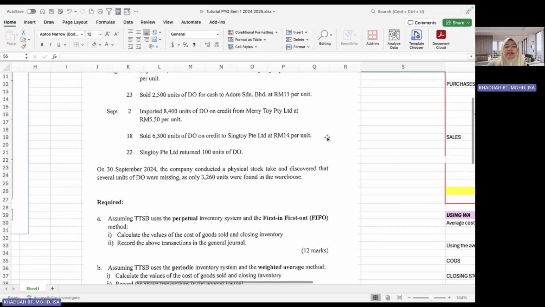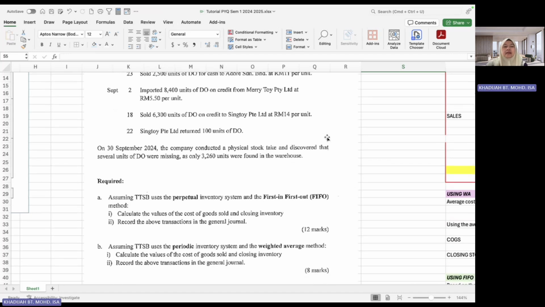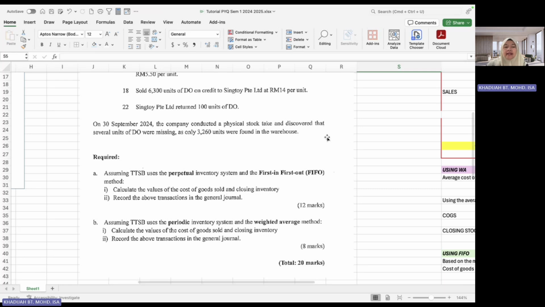On 30th September 2024, the company conducted a physical stock take and discovered that several units of DO were missing, as only 3,260 units were found in the warehouse. Part A requires: assuming TTSB uses the perpetual inventory system and the first-in, first-out or FIFO method, calculate the values of the cost of goods sold and closing inventory. You are also required to record the above transactions in the general journal.